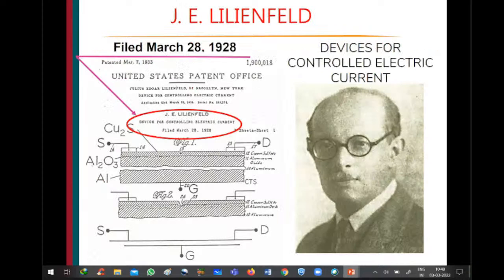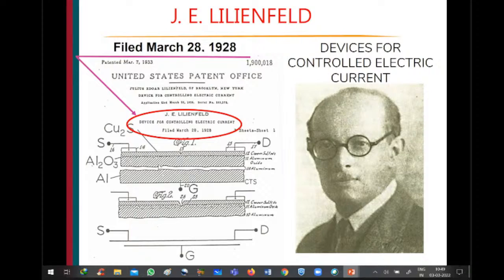Another interesting aspect, since you are research scholars, I want to highlight the importance of making a patent and also the importance of theoretically predicting that you can make a device. This is a theory, not an experimental result. The first MOSFET operation was predicted by this patent, by Julius Lilienfeld. He filed a patent in 1928, calling it a device for controlling electric current.